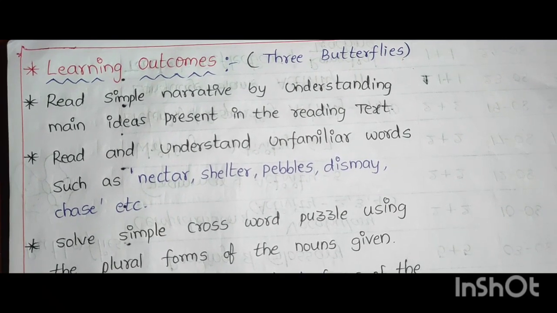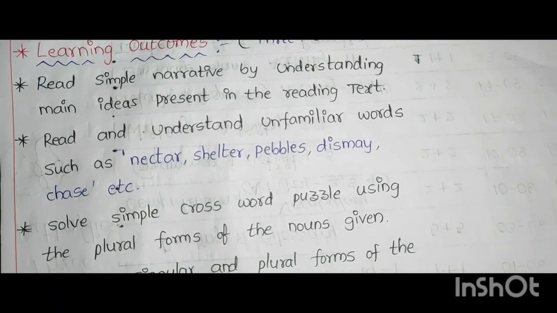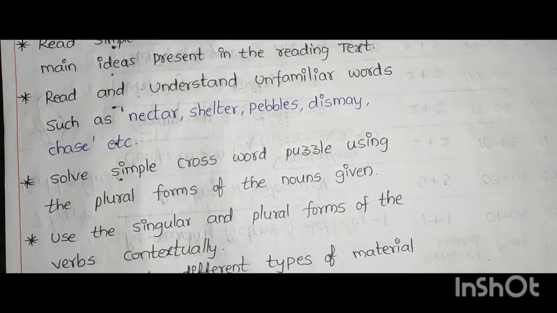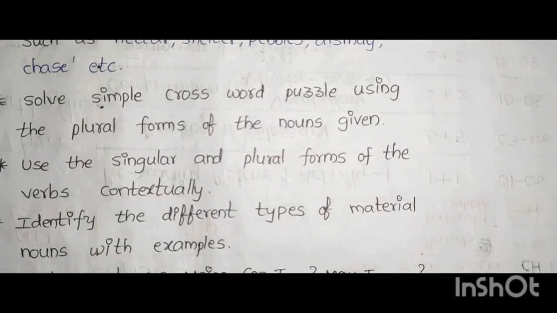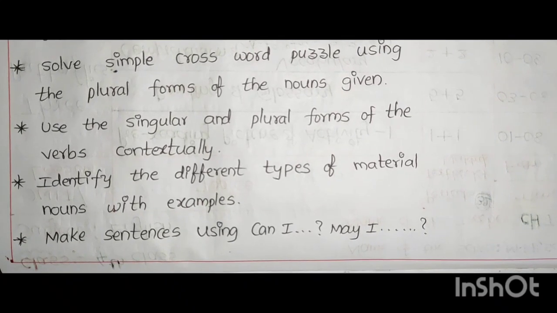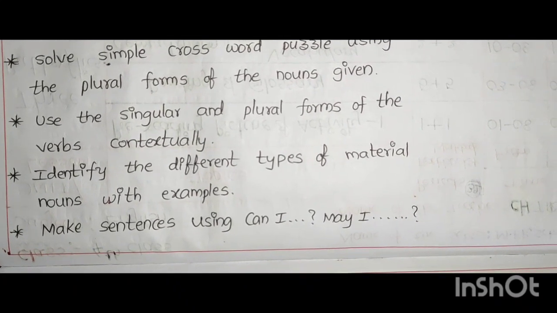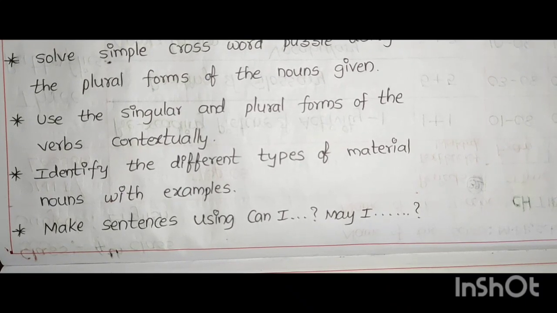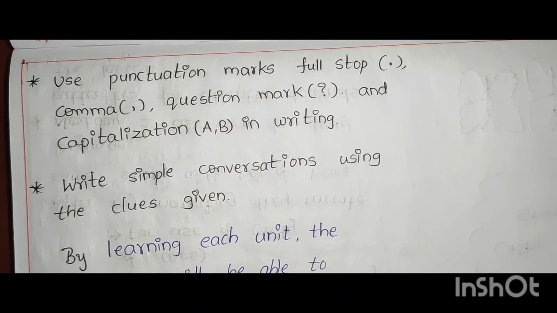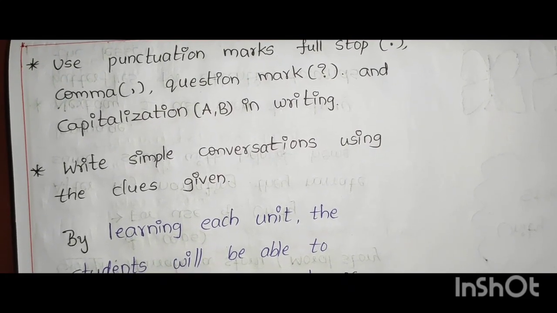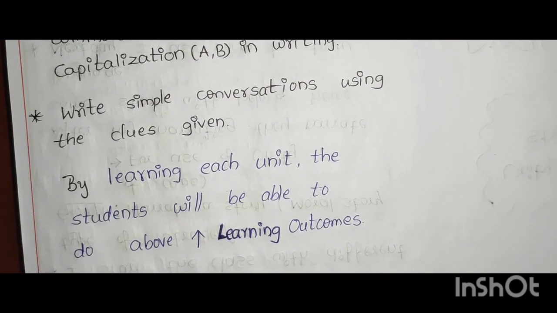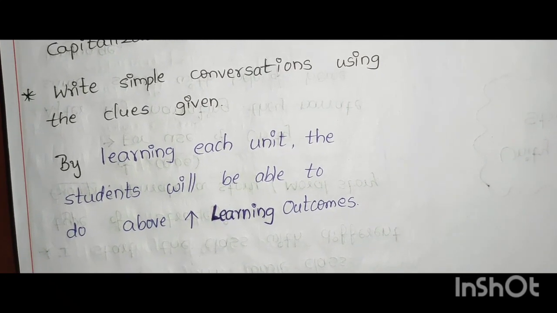present in the reading text; read and understand unfamiliar words such as nectar, shelter, pebbles, dismay, chase, attack; solve simple crossword puzzles using the plural forms of the nouns given; use the singular and plural forms of the verbs contextually; identify the different types of material nouns with examples; make sentences using can I, may I; use punctuation marks full stop, comma, question mark and capitalization in writing; write simple conversations using the clues given. By learning each unit, the students will be able to do the above learning outcomes.